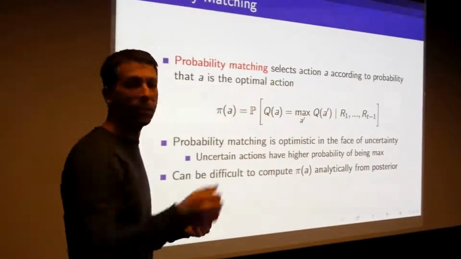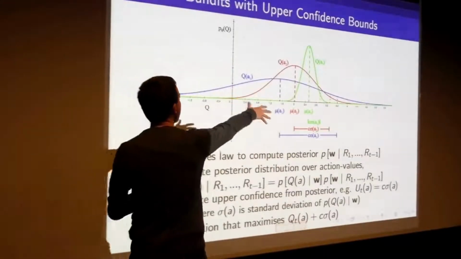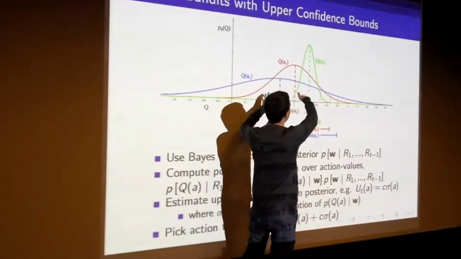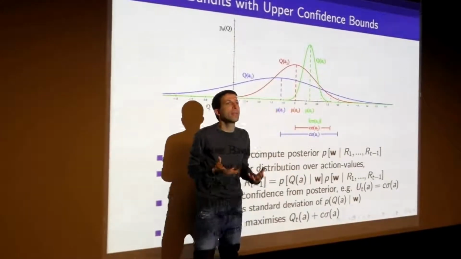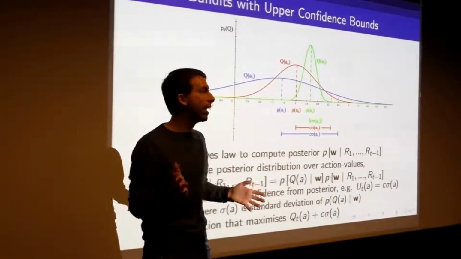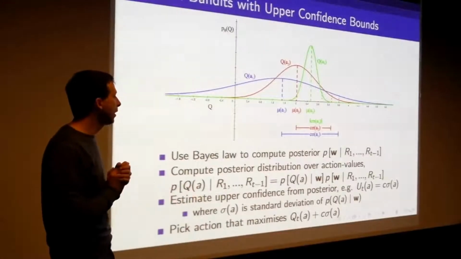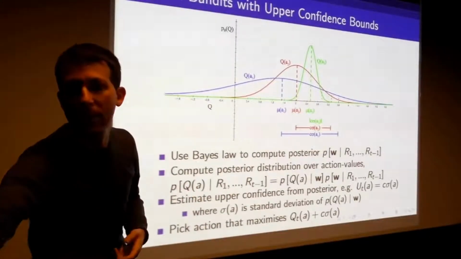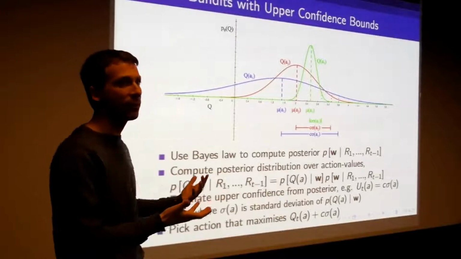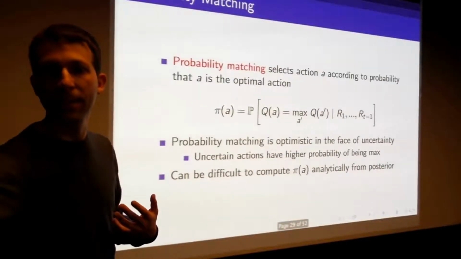Okay. There's a second way to make use of our probability distribution. So if we've computed all of these posterior distributions over our action values, so we've got the blue guy and the red guy and the green guy, there's another way to make use of this information. And this is also true for any Bayesian method. And the idea is to do something called probability matching. So this is instead of the upper confidence bound idea.